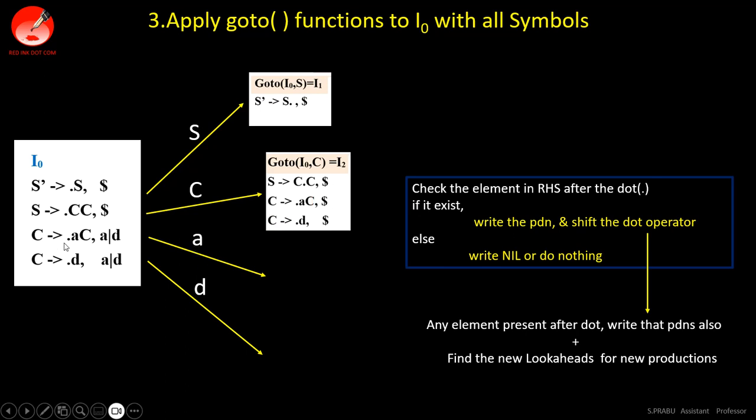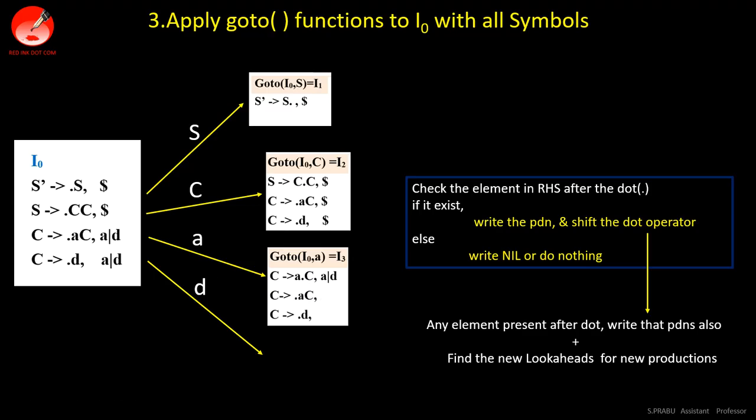For this symbol a, after the dot, small a is there. So I rewrite the production here with the shifting of dot operator and write the previous look ahead as it is in this position. Then after the dot, capital C is there, so I write these two productions. And I need to calculate the new look ahead for this rule. This rule can be formed from this capital C, so I want to find the follow of this capital C. The next elements are small a and small d, so I write these two elements here. These productions also can be formed from this capital C. The following elements are small a and small d. So this is the new set I named as I3.